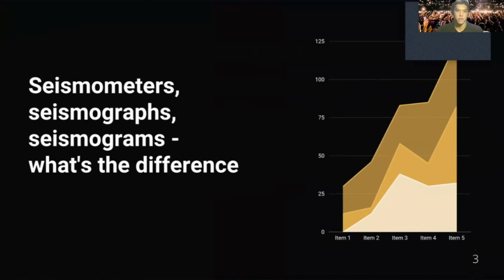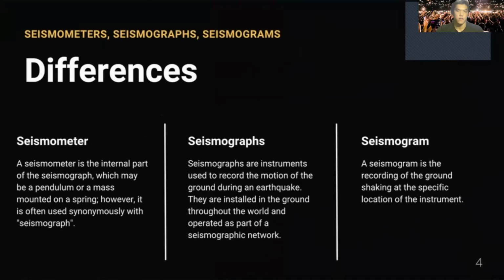Seismometers, seismographs, seismograms, what's the difference between them? A seismometer is the internal part of the seismograph, which may be a pendulum or mass mounted on a spring. However, it is often used synonymously with seismograph. Seismographs are instruments used to record the motion of the ground during an earthquake. They are installed in the ground throughout the world and operated as part of a seismographic network. A seismogram is the recording of the ground shaking at a specific location of the instrument.